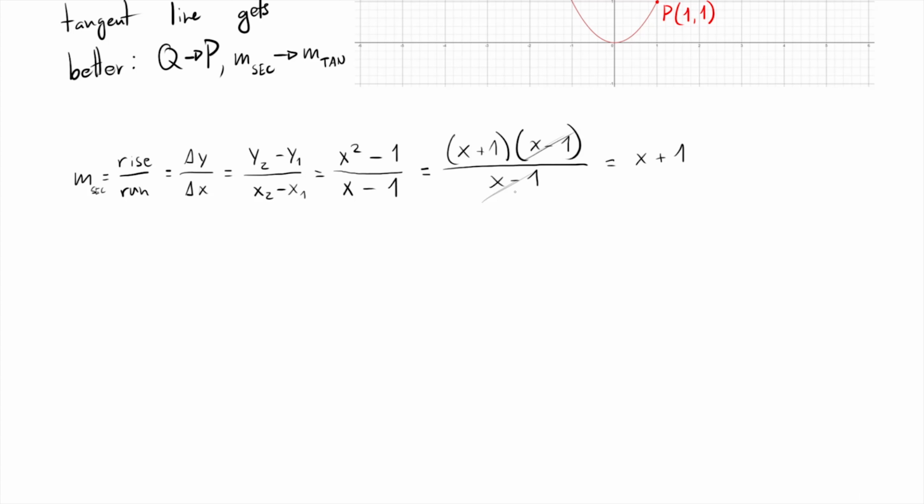The reason that we are allowed to cross out this quote-unquote domain issue is because it's not actually a domain issue. Because by definition, and by what it means to do a limit, we are not letting x equal 1. We are letting it get very close to 1. And so you can actually do this cancellation and be left with x plus 1.